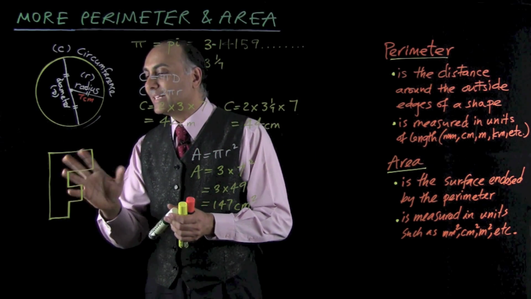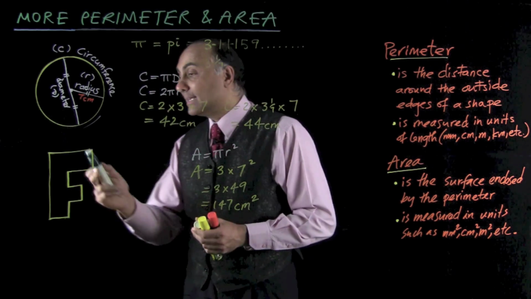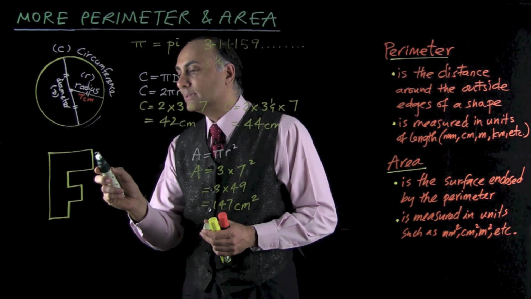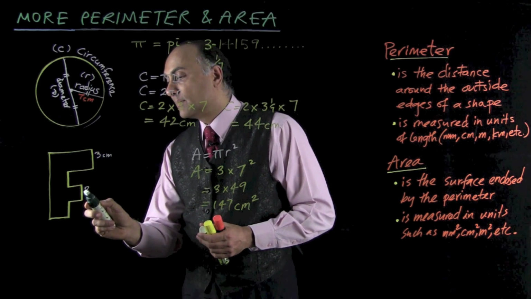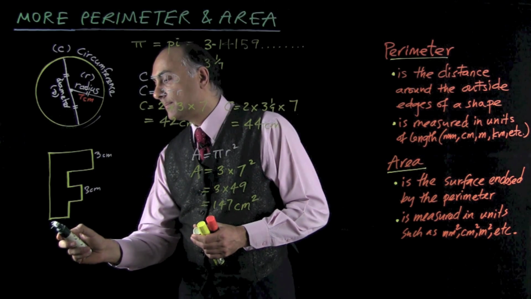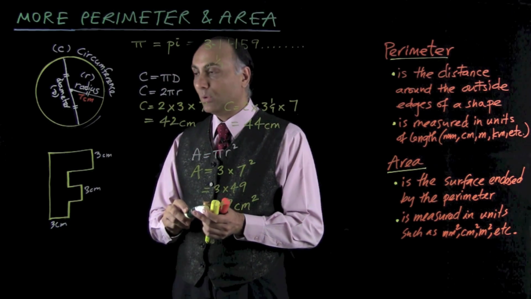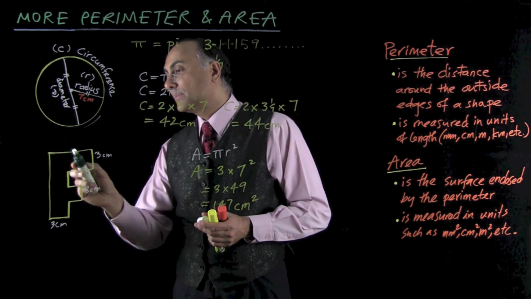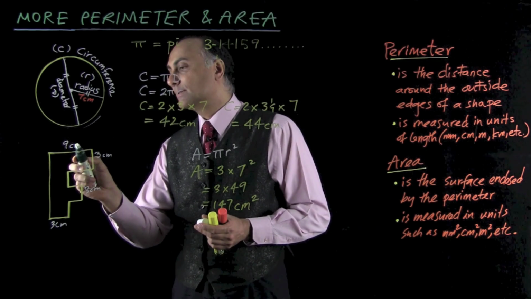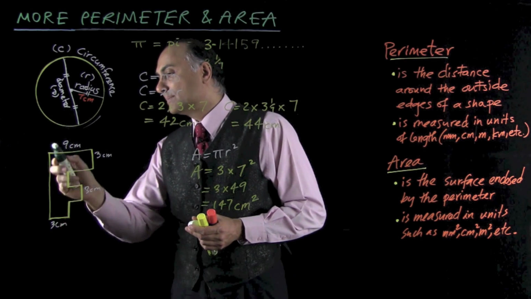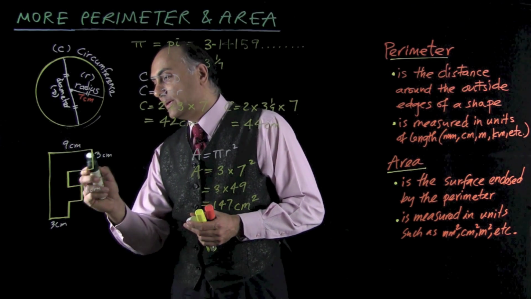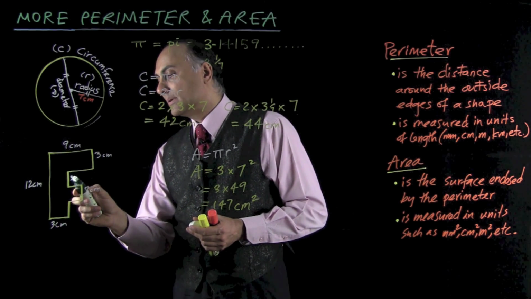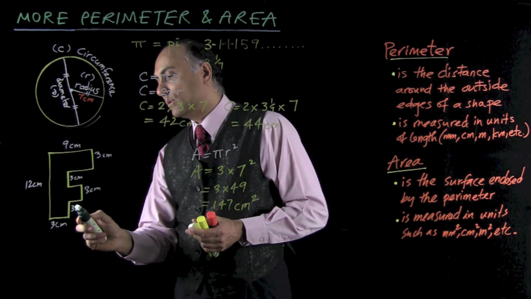So here we have the letter F. Supposing that the thickness of all the bars is 3 centimeters. Okay, so that indicates the thickness of all the bars. And let's suppose that the length at the top here is 9 centimeters. And that the height is 12 centimeters. And that this gap and this gap, they're all 3 centimeters.